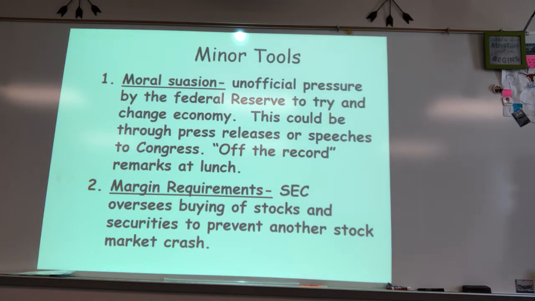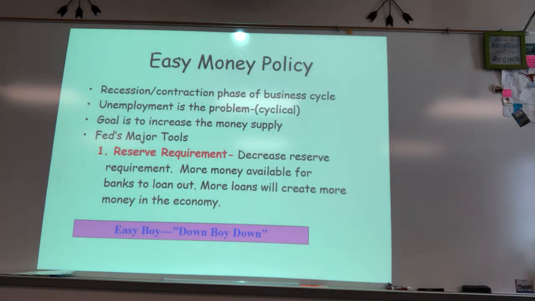So there are some minor tools. The unofficial pressure by the Federal Reserve to try to change the economy. This could be through press releases when they're saying that things are going well in our economy. Or we could have the Securities and Exchange Commission. They're the people who, we talked about them last year, were created in the New Deal by FDR, that go out there and oversee what is going on in the stock market and assure the soundness of those stocks.